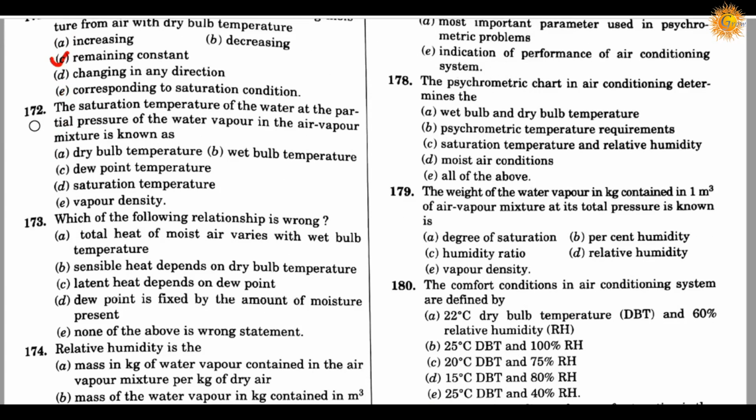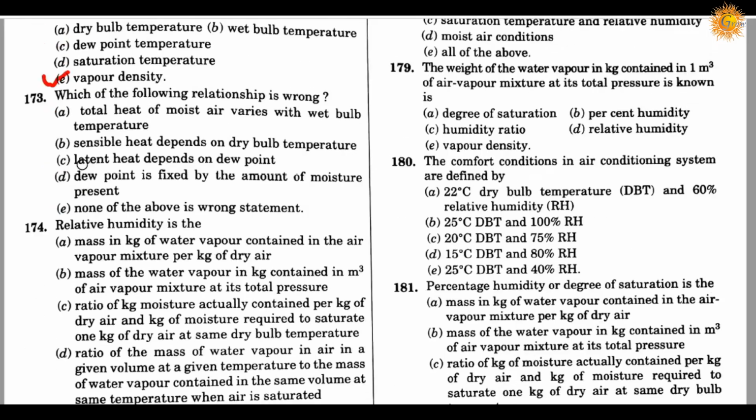Question number 172. The saturation temperature of the water at the partial pressure of the water vapor in the air vapor mixture is known as: option A, dry bulb temperature; option B, wet bulb temperature; option C, dew point temperature; option D, saturation temperature; option E, vapor density. So the correct answer is E. It will be vapor density.